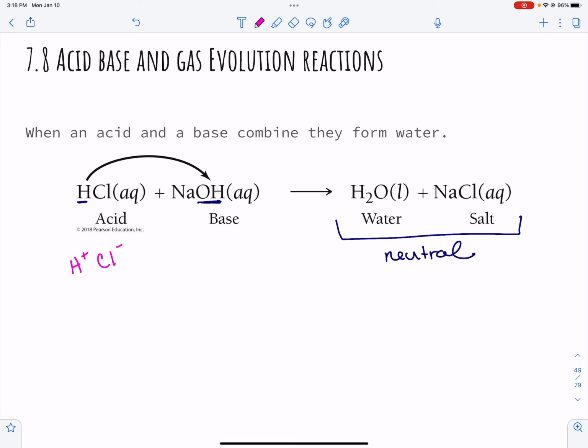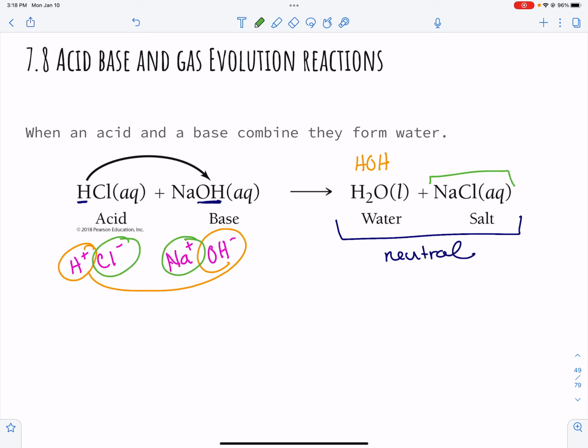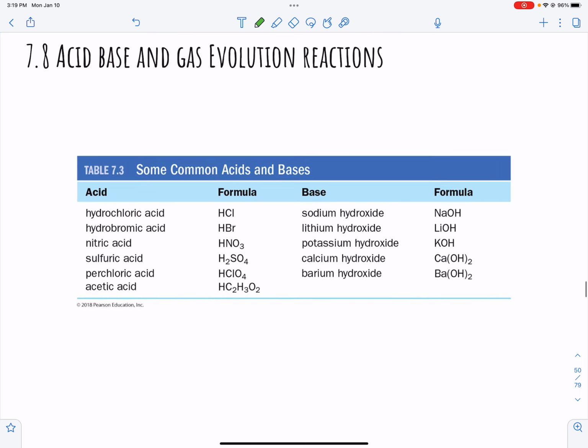Right? There are double replacement reactions. Hydrochloric acid is a positive hydrogen ion and a negative chloride ion. Sodium hydroxide, a positive sodium ion and a negative hydroxide ion. The positive of one hooks up with the negative of the other, and that's our HOH, or water. Remember, we can write those two compounds either way. And then the positive of one hooks up with the negative of the other, and that's our NaCl, which is salt, specifically table salt.